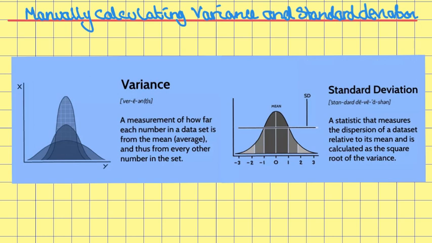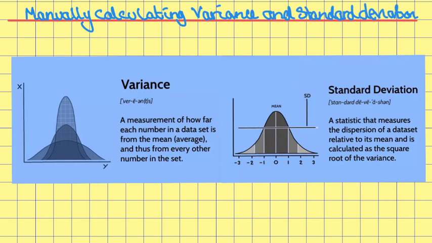In this video, we're going to look at how you can manually calculate the variance and the standard deviation. We need to be able to do this, especially for the IA, to show that we know how the variance and the standard deviation can be calculated. Before we can do this, we need to know what the variance and the standard deviation is.